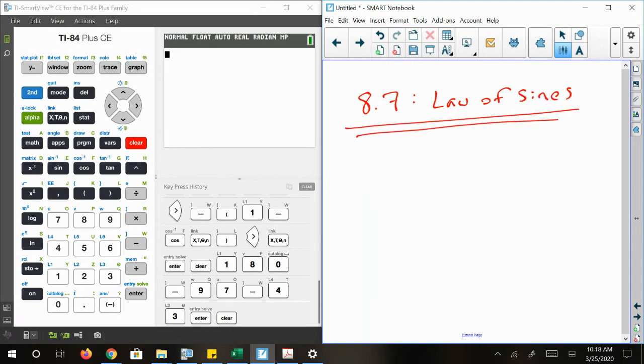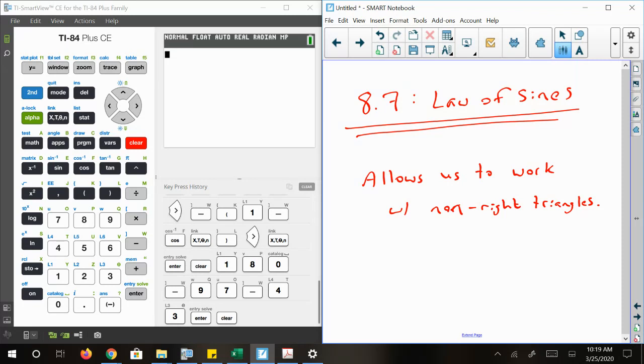Now, the law of sines is nice because it allows us to work with non-right triangles. What I mean by that is in the past, anytime that we wanted to use sine, cosine, or tangent, or any of the reciprocals, we've always had to do it with a right triangle. Well, what the law of sines allows us to do is work with the sides and angles of a triangle, even if it's a non-right triangle.